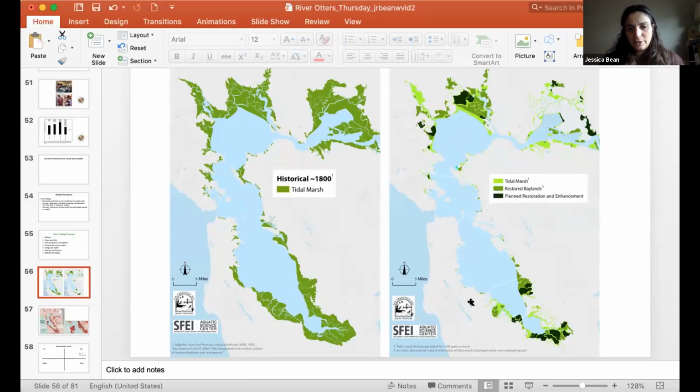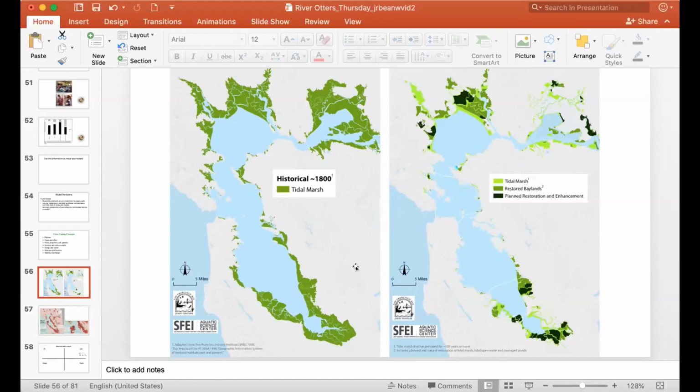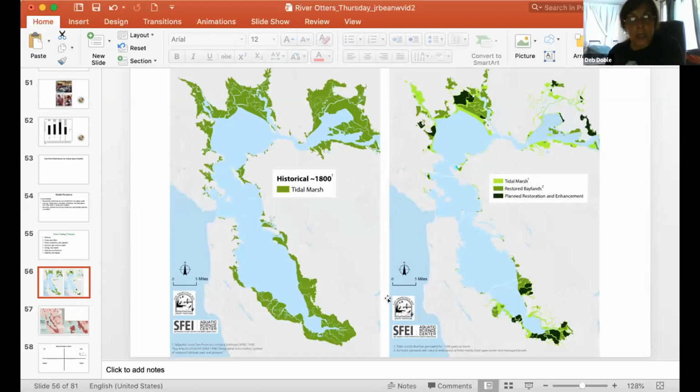But look at this difference. What do you guys notice? There's more planning, which is good. What else? What about this difference from 1800 to present? Even if all that planned area happens in the next 10, 15, 20 years, there's been a lot of landfill. Yes, there's been a lot of marshland lost, right? Even if we do all this restoration, look at all the green around San Francisco, the East Bay, and all around Marin, just north of the Golden Gate. There was much more marsh area previously. Exactly. There was a lot more tidal marsh.